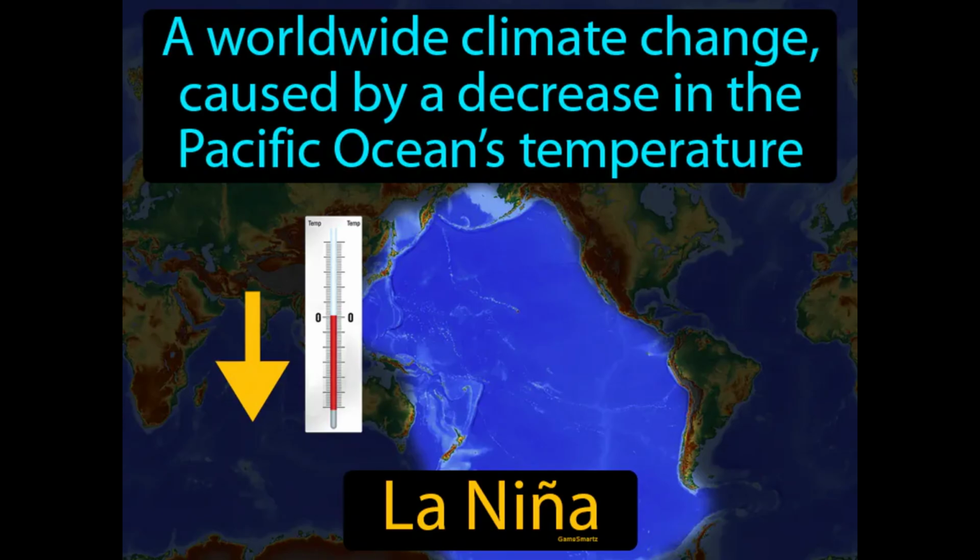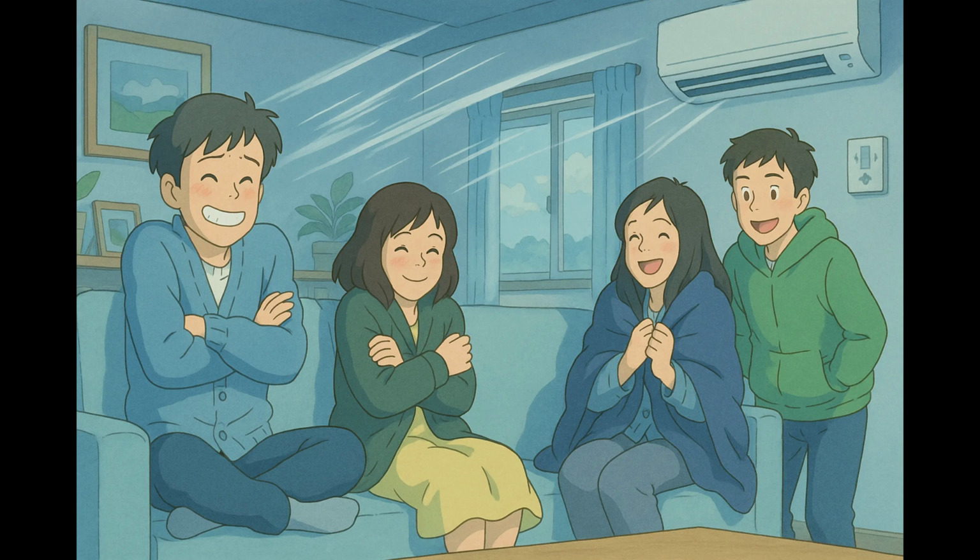A worldwide climate change caused by a decrease in the Pacific Ocean's temperature. La Niña. La Niña is a climate pattern where the sea surface temperatures in the central and eastern Pacific Ocean become cooler than average, impacting global weather patterns. Imagine you're in a room where someone suddenly turns the air conditioning way down, making it uncomfortably cold. This drop in temperature not only affects how you feel, but also changes the dynamics in the room, like causing people to huddle together for warmth, or even make different choices about where to sit.